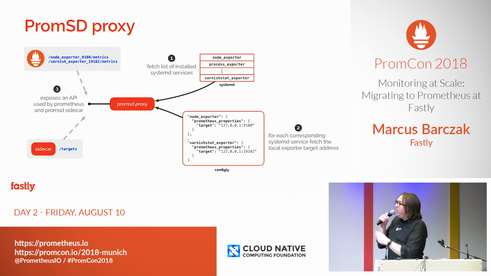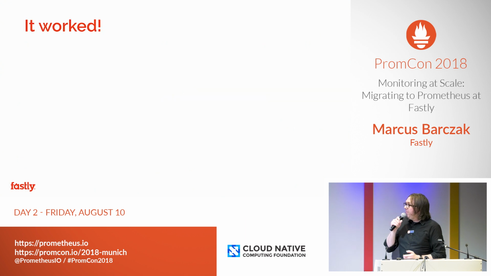And then Prometheus uses these computed paths. So for instance, /node_exporter_9100/metrics is the proxy side that routes to the local exporter running on the machine. It's a little bit confusing, but it's slightly simpler in practice. But it's working pretty well.